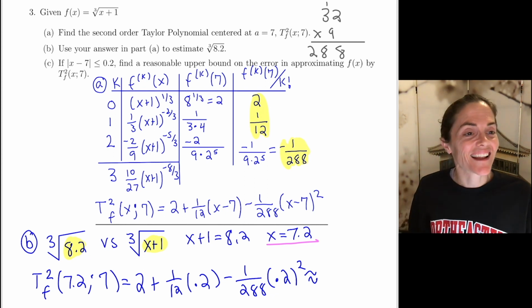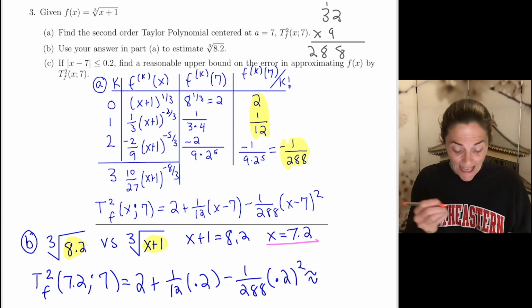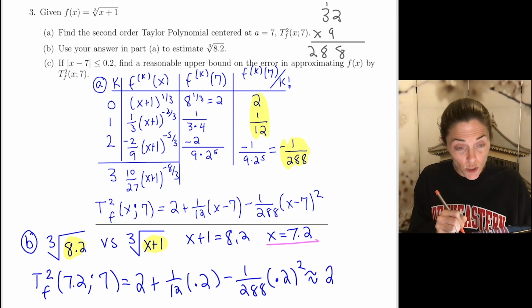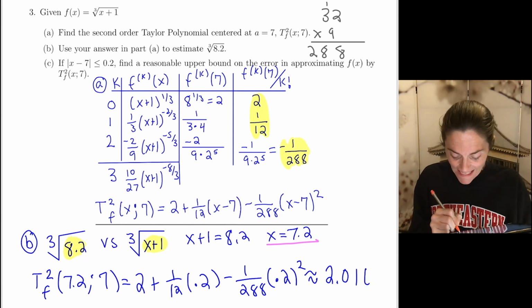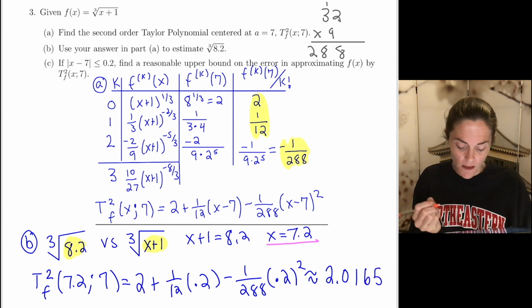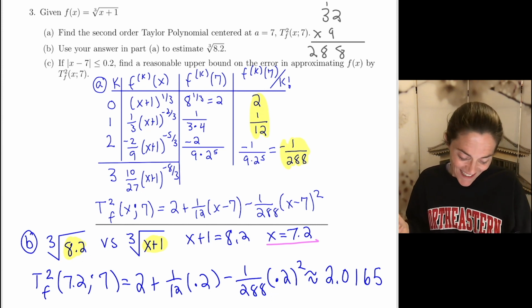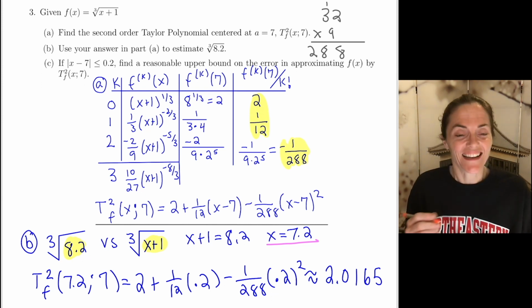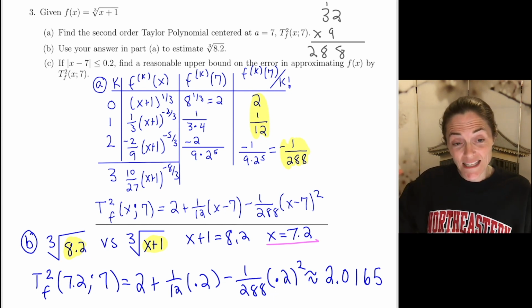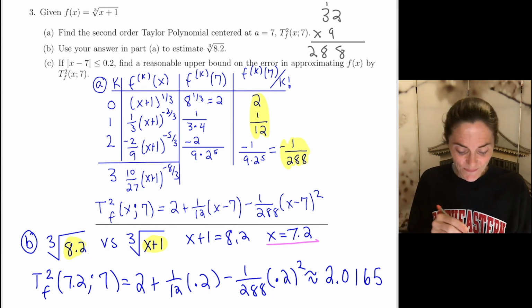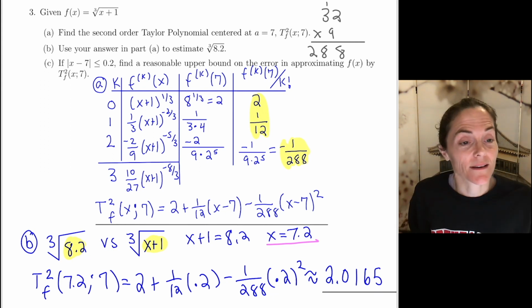Polynomial evaluation. This is exactly what we love to do, polynomial evaluation. And I get this is approximately 2.0165. Or you could call it 2.017, just depending on how far you want to round it. After the 5, it goes 27777 like this. But I will leave it right here. Okay, this is my answer in B.